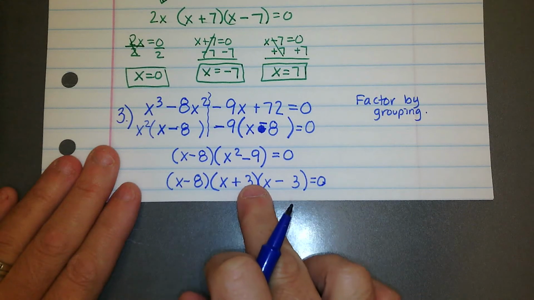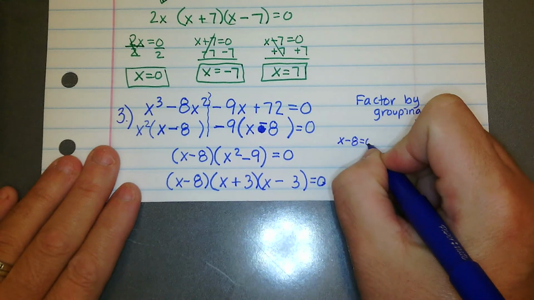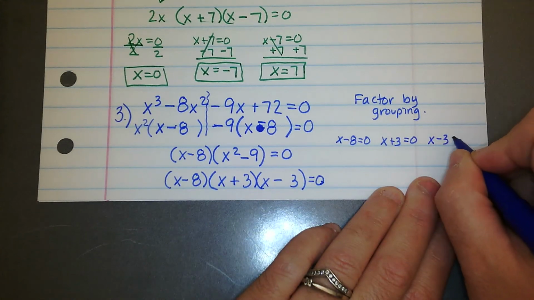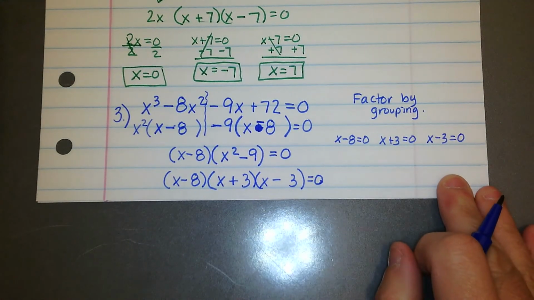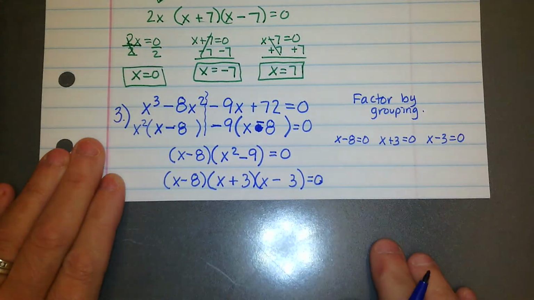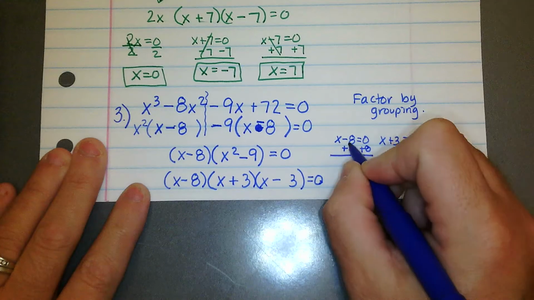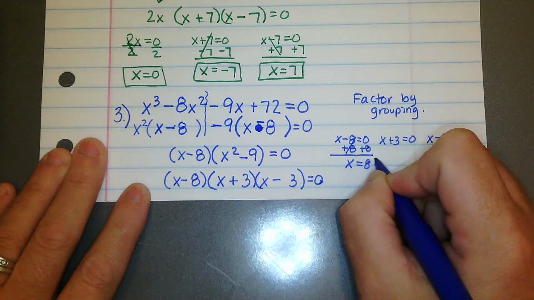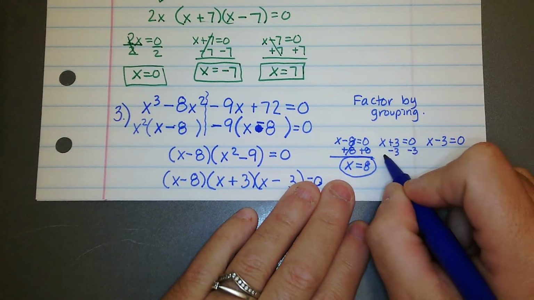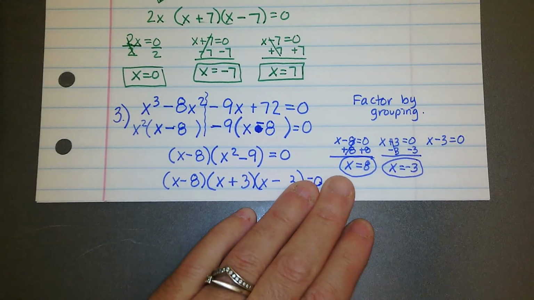Now I have to set each factor equal to 0. I'm moving up here on the side. X minus 8 equals 0. X plus 3 equals 0. And x minus 3 equals 0. All 3 of them are going to be solutions. This is a cubic. Cubics have at most 3 solutions. I'm going to add 8 to both sides of this guy, and that's going to give me x equals 8. There's a solution. Crosses the x-axis at 8. Subtract 3 to get x alone over here. X is negative 3. It crosses the x-axis at negative 3. That is a solution.